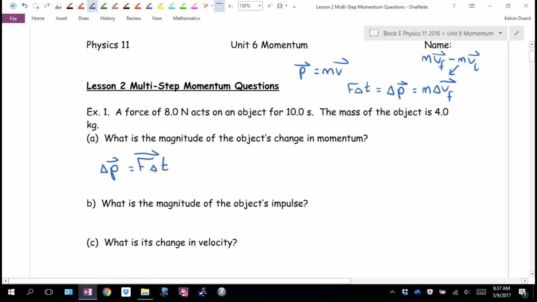The reason I said magnitude is because impulse is a vector, but I didn't give you any directions, so I'm just saying, how big? Patrick, how big is the force? 8 newtons. How big is the time? In your head, without doing any calculator work, impulse is 80 units. You could say kilogram meters per second, because that's momentum impulse. Because I used force times time, probably I would write Newton times seconds, but if you wrote kilogram meters per second, I'd give you full marks for that, no problem.